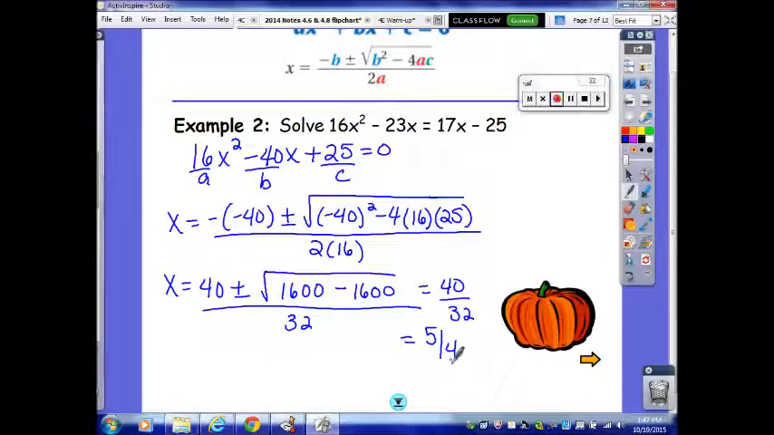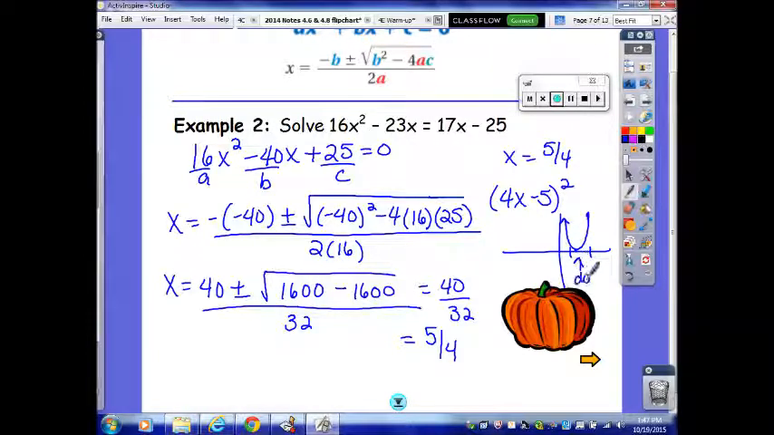So this actually factored. Since our solution is 5/4, this would have factored to 4x minus 5 squared. Going backwards from a 0 to a factor. And when you graph it, like I said, it's only going to touch the x-axis at 1 1/4. It's only going to touch it once. We'll look at this in class. Okay? That's considered to be a double root. It's called a double root.